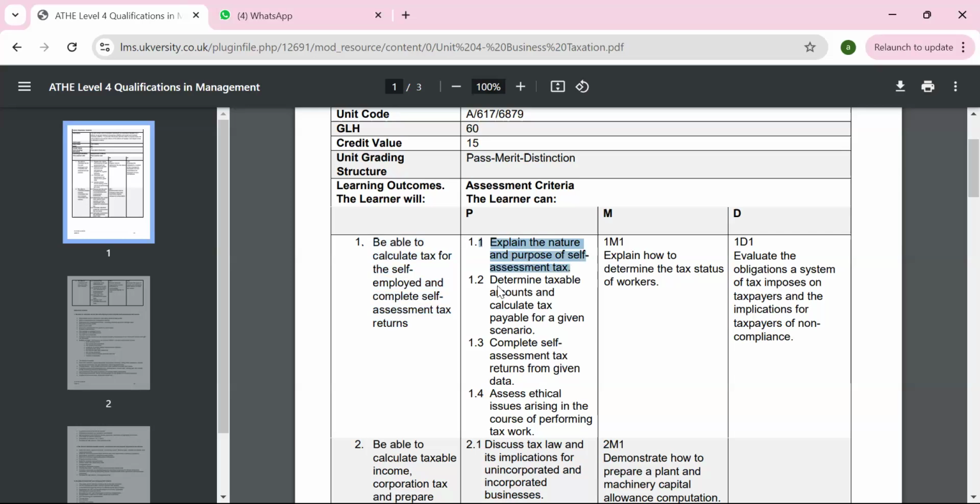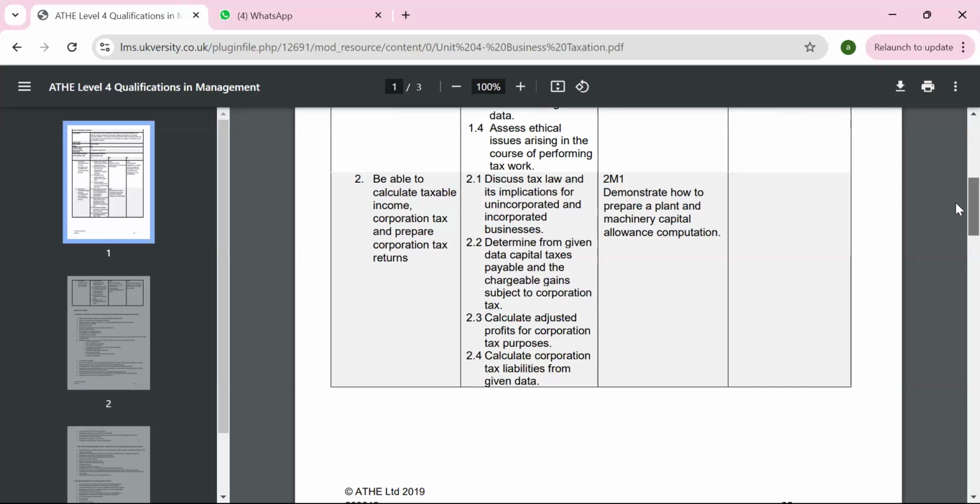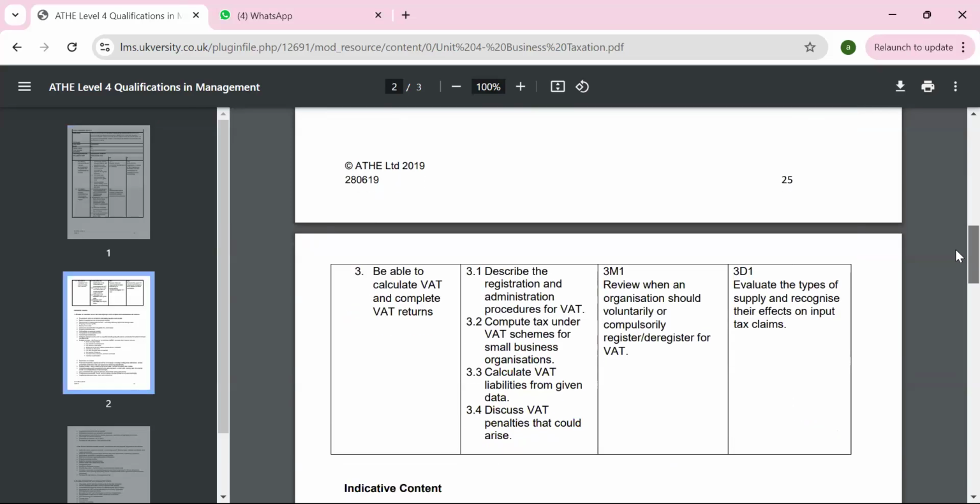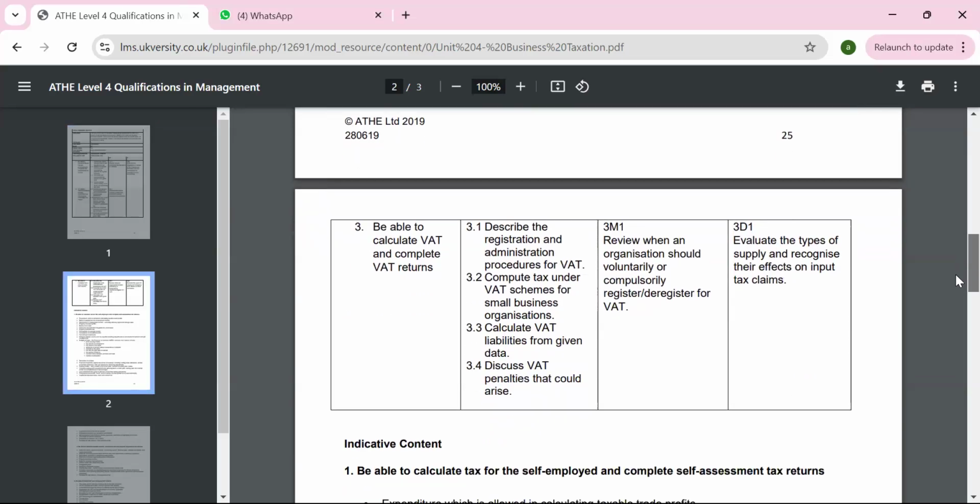We'll go through the taxable amount and calculate the tax payable for a given scenario, and complete the self-assessment return from the given data. Then assess the ethical issues arising in the course of performing the tax work and explain how they determine the tax status, that's a merit criteria, and evaluate the obligation of the tax system that's imposed. So that will be in our lesson 1. Lesson 2 will go through LO2. Lesson 3 will go through LO3, which is VAT, value added tax.